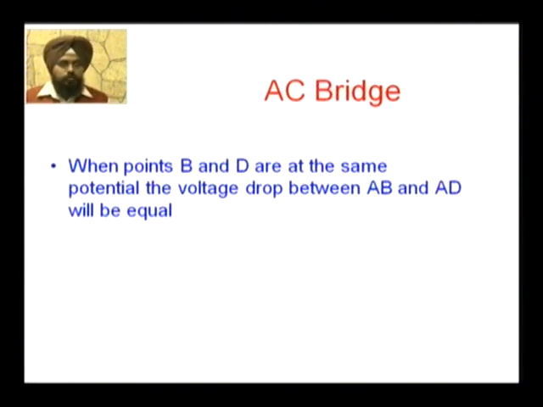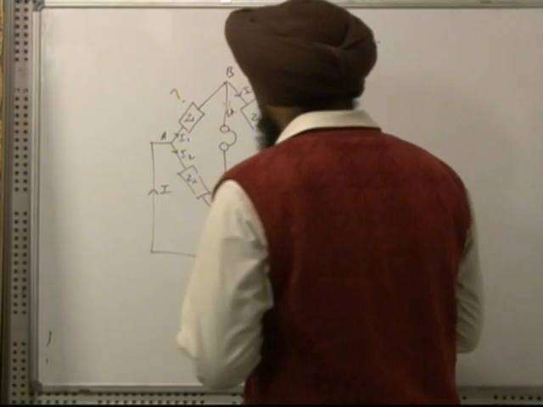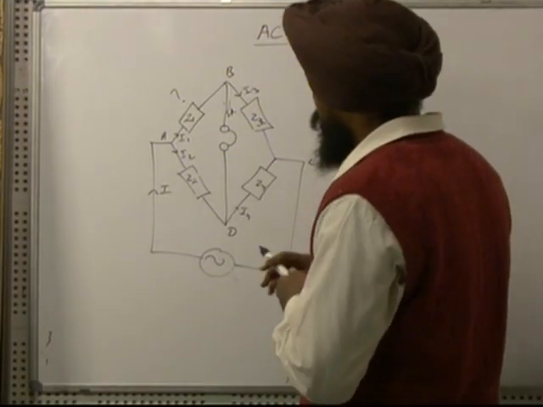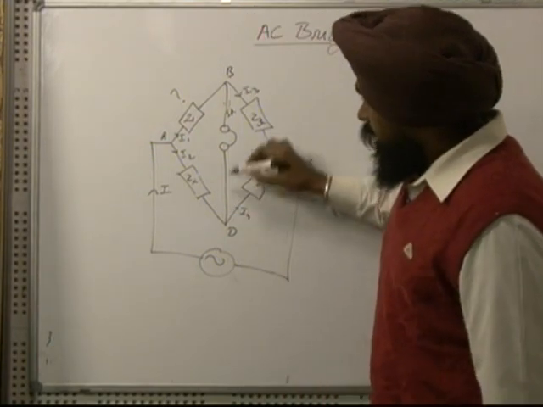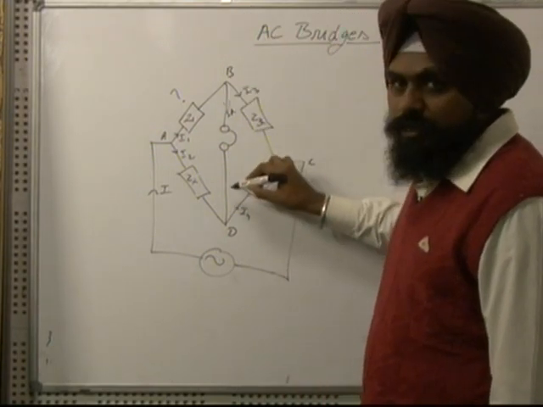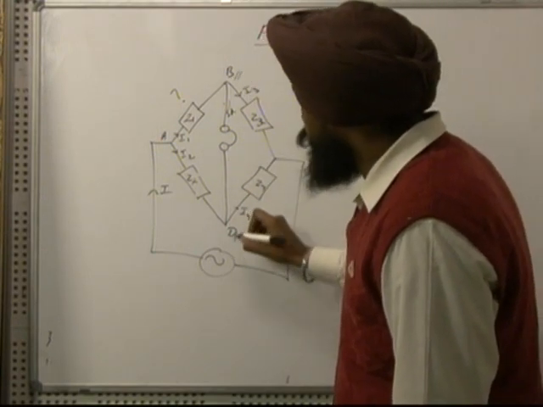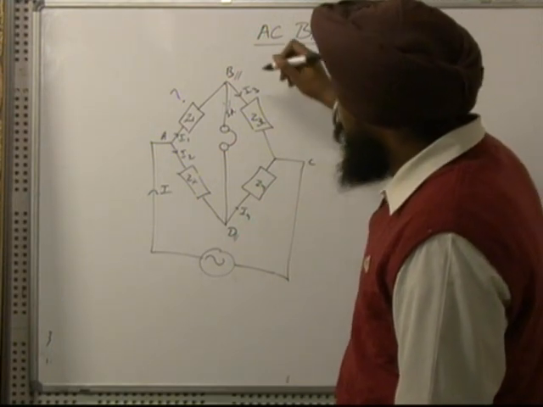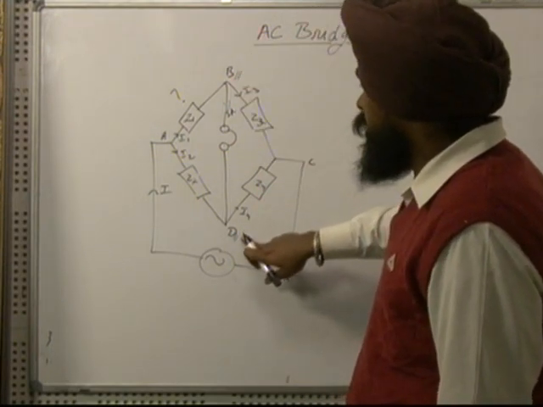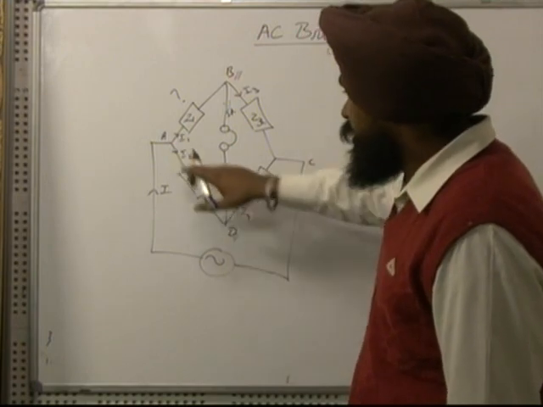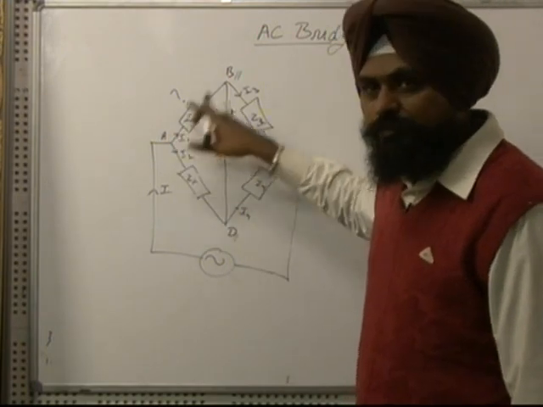Now in this particular case, when the points B and D are at the same potential, the voltage drop between AB and AD will be equal. Now if we come here, the current flowing through this detector will be 0 when the potential of B is equal to the potential of D. Now if the potential of B is the same as that of D, then the voltage across AD will be the same as that of AB.